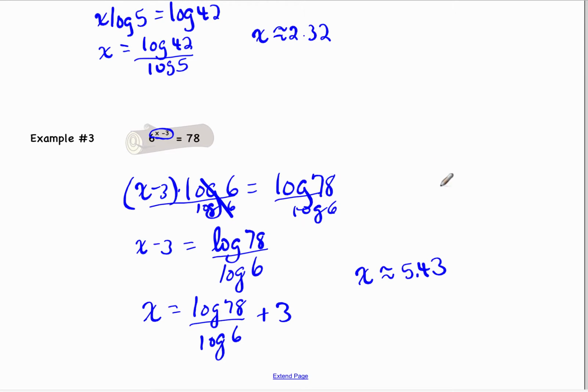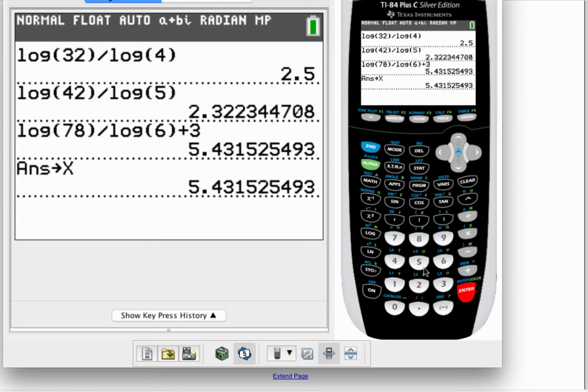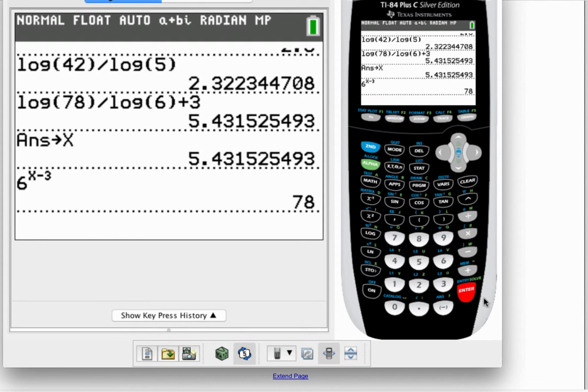Now you can check yourself. I'm going to come back here, take this answer and store it to the x. And then I'm simply going to say, checking, 6 raised to the x minus 3, and that answer better be 78, and boom, it is. Love my graphing calculator.